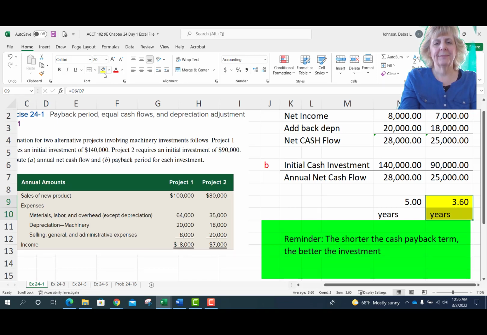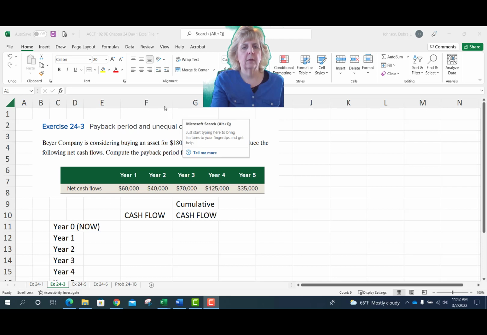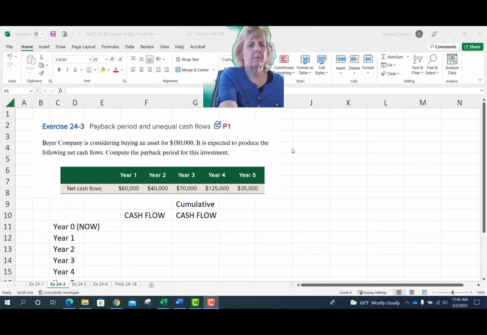On to the next one. This exercise will take a look at a payback period with unequal cash flows. So because the cash flows are uneven, we can't use that shortcut formula.